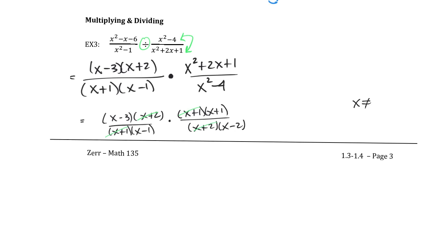Since those canceled out, I want to make sure that I show x cannot equal negative 1 and also negative 2. And then this finally simplifies down to x minus 3 times x plus 1 in the numerator, and then x minus 1, x minus 2 in the denominator.